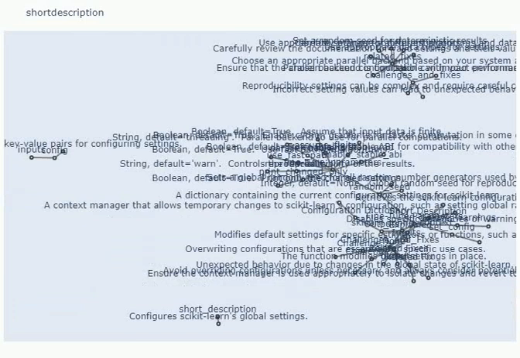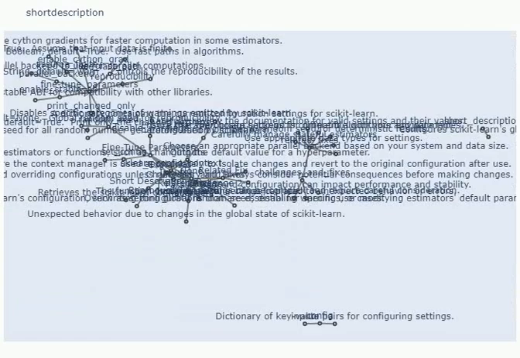Related fixes: carefully review the documentation for valid settings and their values. It's important to consult the scikit-learn documentation to understand the correct data types and acceptable ranges for each setting. Use appropriate data types for settings. Ensure that the values in your config dictionary match the expected data types of each setting.